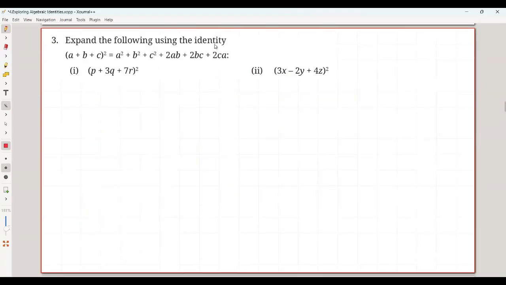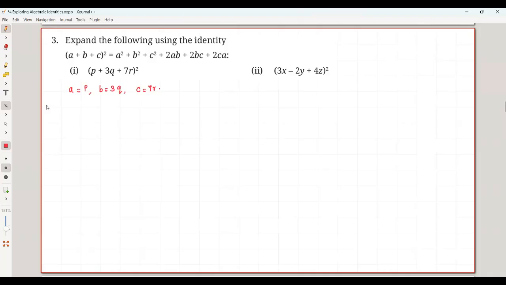So expand the following using identity. We have to use a plus b plus c the whole square is equal to a square plus b square plus c square plus 2ab plus 2bc plus 2ca. So here is given p plus 3q plus 7r, the whole square is given. Right, so you can just write. So in this place, what is a value? So a is equal to p and b is equal to 3q and c is equal to 7r. So write the formula, then expand.